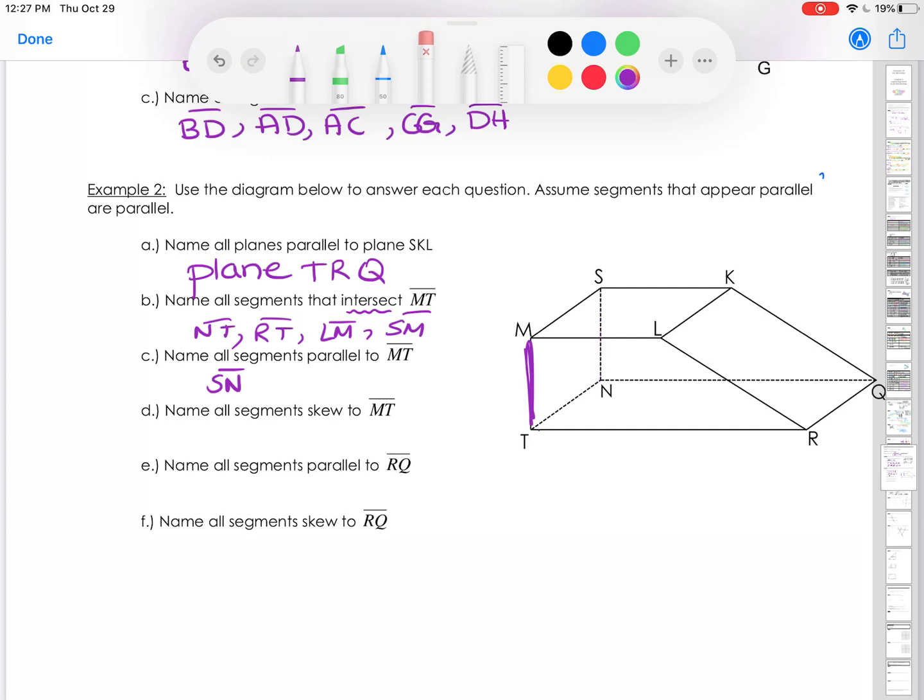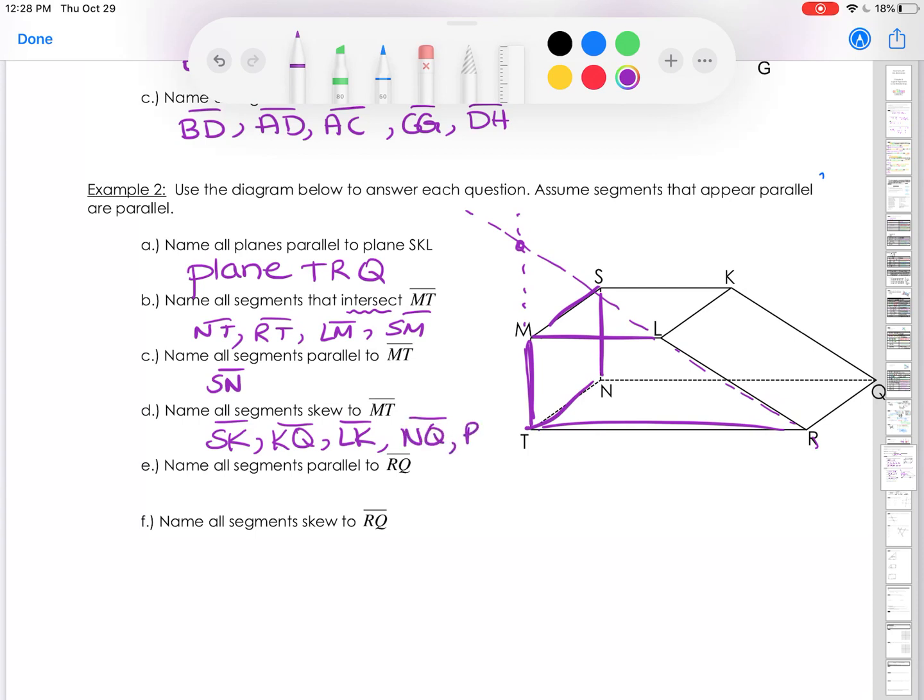All right, next we want to know which ones are skew to it. Well, skew means that they are not parallel. So SM was parallel. They are not intersecting, which are all of these guys. And they are never going to cross it. If I were to continue MT and I were to continue this front one, at some point on the front of this box, these would intersect. So that also cannot be included. So all the ones I have not outlined are good. So SK is fine. KQ or QK, because that's in the back, it'll never touch it. LK, and what did we miss? NQ and RQ or QR.